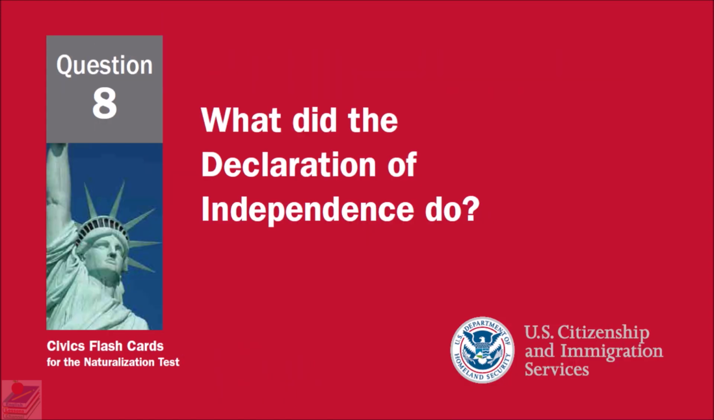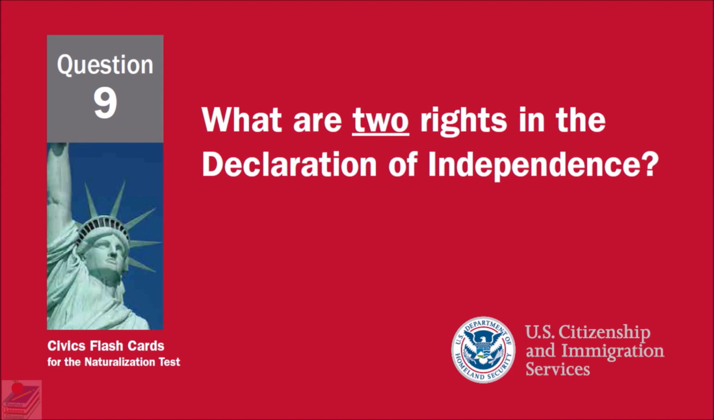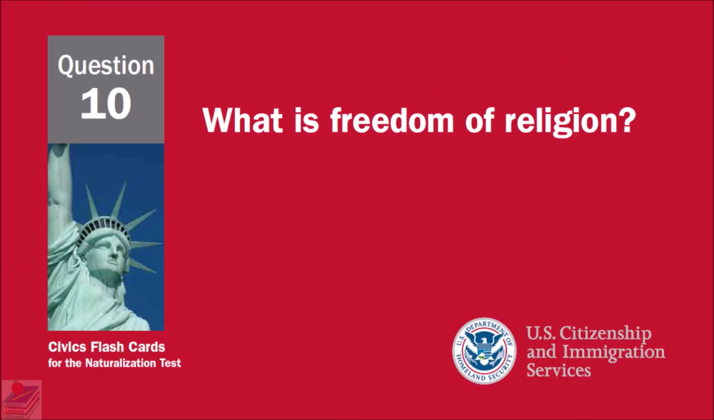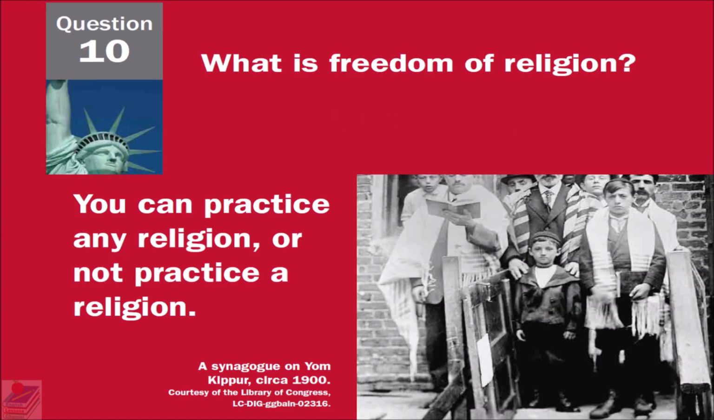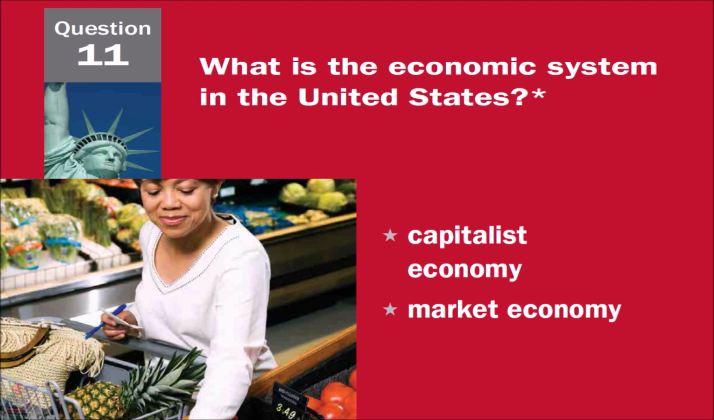What did the Declaration of Independence do? Announced our independence from Great Britain. What are 2 rights in the Declaration of Independence? Life, liberty. What is freedom of religion? You can practice any religion or not practice a religion. What is the economic system in the United States? Capitalist economy.